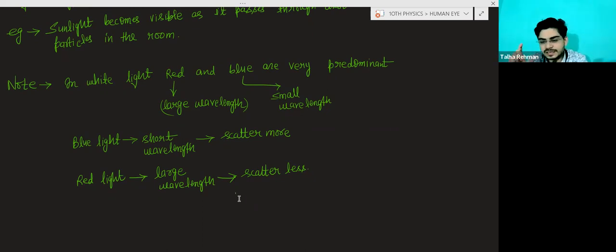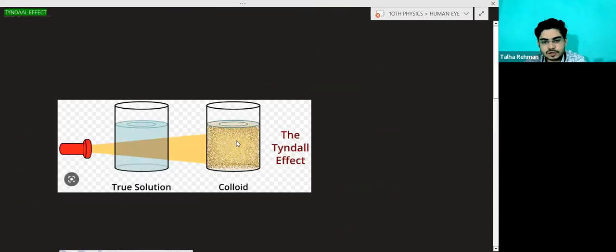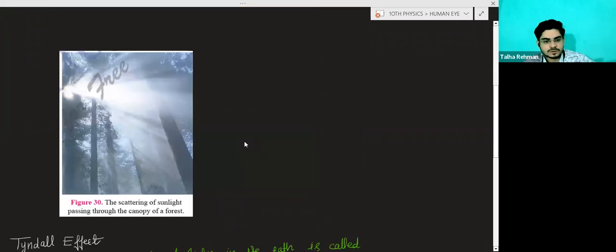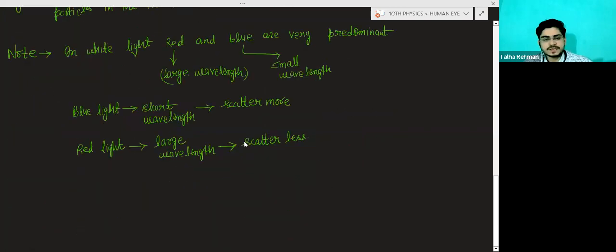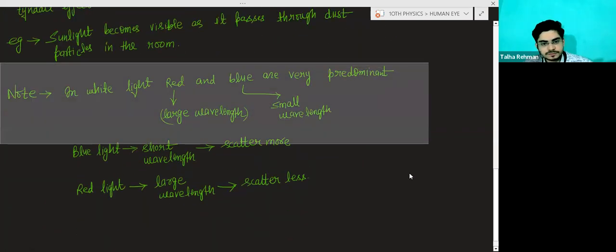So basically, the scattering of light depends upon, number one, the size of the particles, and number two, the wavelength of the light. You can see here, the size of the particle is different from here. So here, the path of the particles is becoming visible, and scattering of light is taking place here. So this is the Tyndall effect, and remember this point.